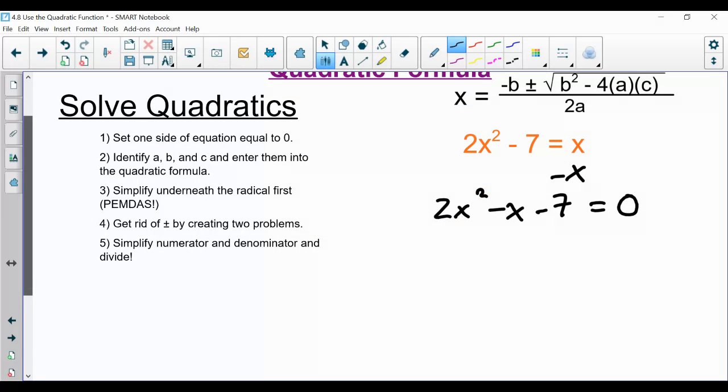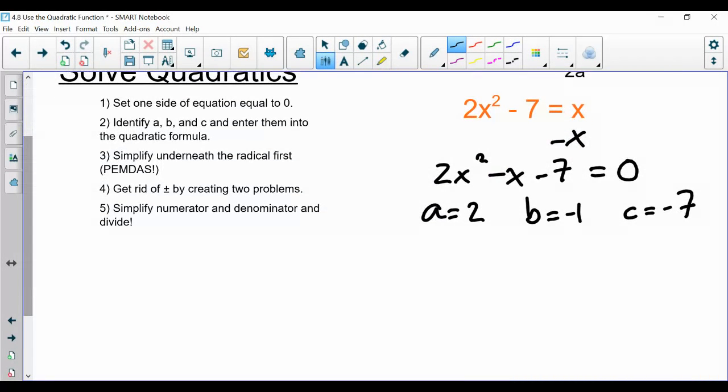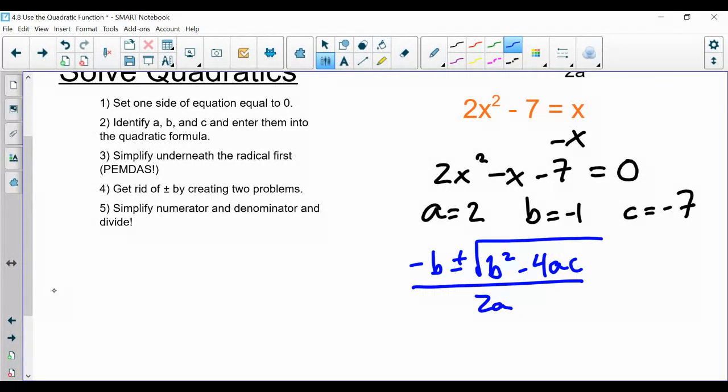Let's go ahead and try to use the quadratic formula here then. We know that our a term is 2, our b term is negative 1, and our c term is negative 7, right? A, the thing in front of x squared. B, the number in front of x, and c is the number by itself. Our quadratic formula is negative b plus or minus the square root of b squared minus 4ac over 2a.